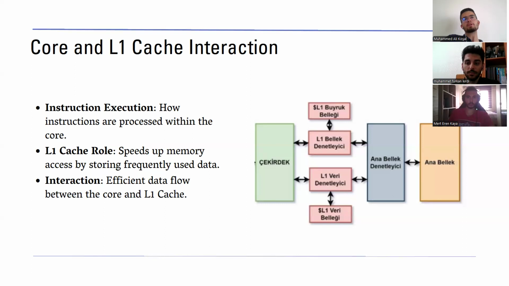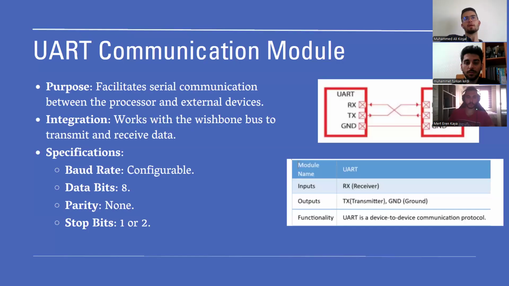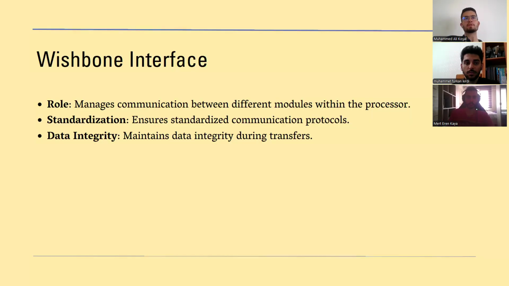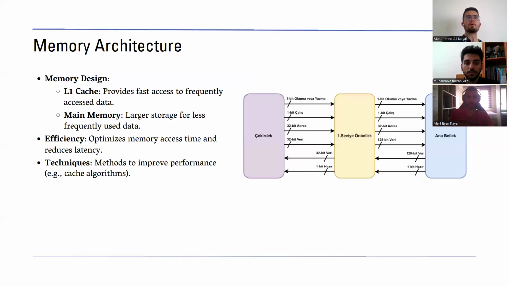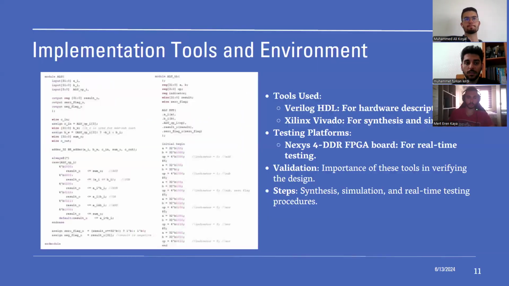For the core and L1 cache interaction, we have 2 separate caches for instructions and data. We have a direct mapping policy and a write-back algorithm. The UART communication module is a very commonly used serial communication protocol. The Wishbone interface is a bus protocol. In the detailed memory architecture figure, we can see the control signals and the data connections.